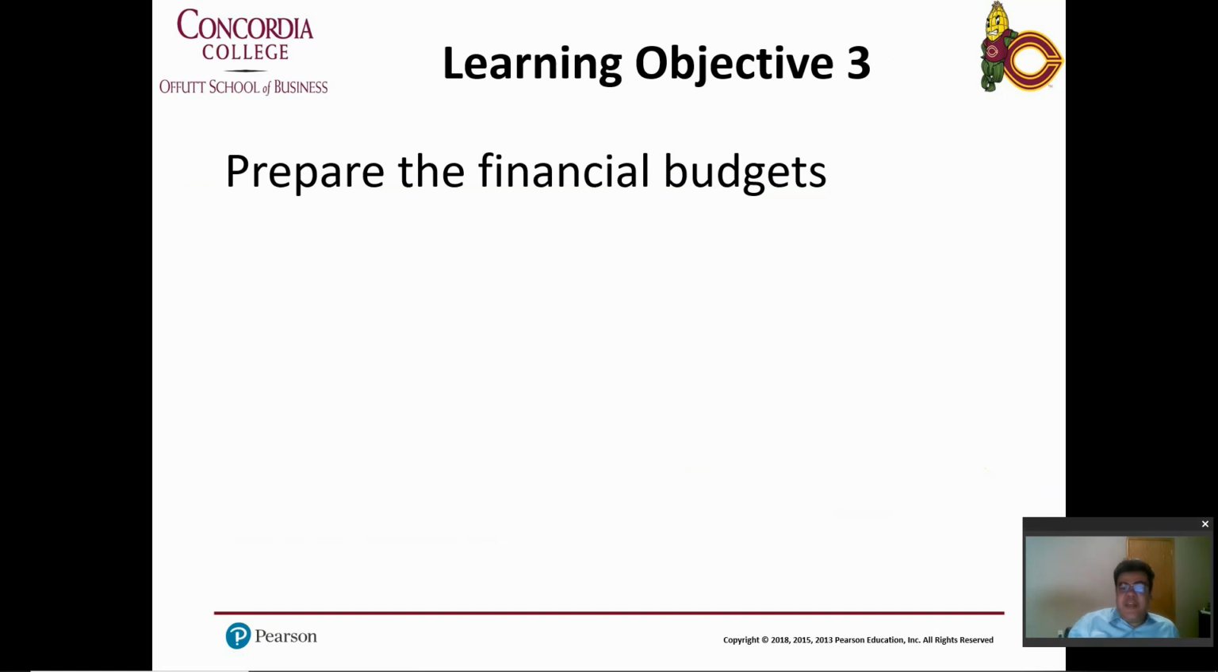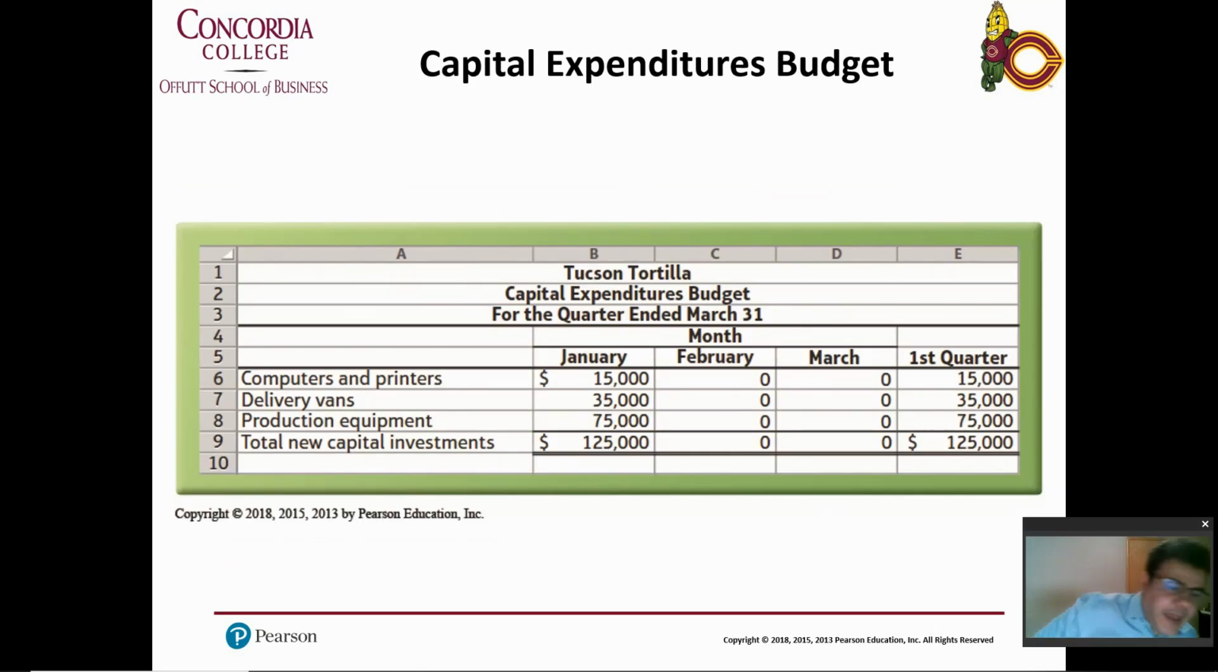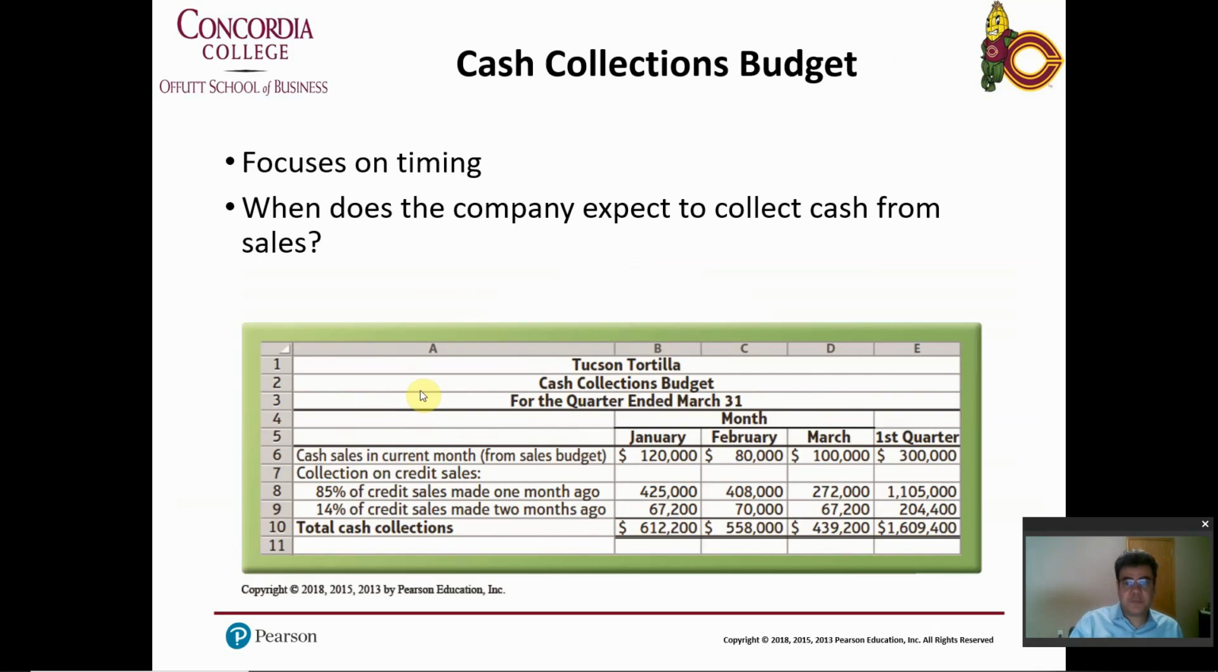And then financial budgets, they are a little bit easier. Capital expenditure budget, cash collection, cash payment, combined cash budget, balance sheet. Capital expenditures, this is the purchase of assets. So here, a lot of copy and paste numbers, no formulas here, only for the total. So this company here, they are purchasing computers, delivery vans, production equipment.